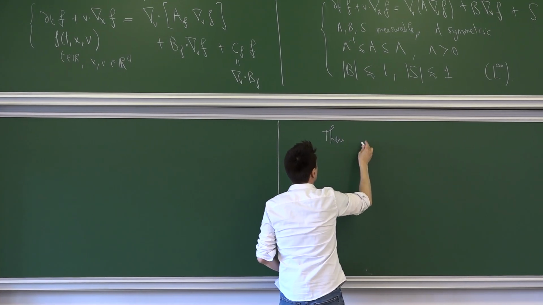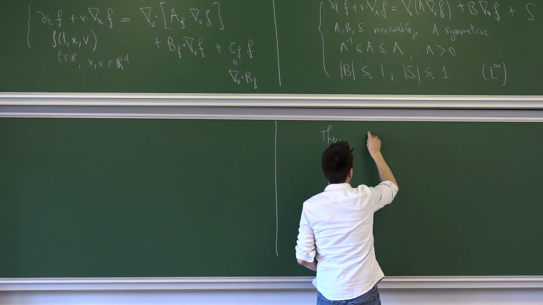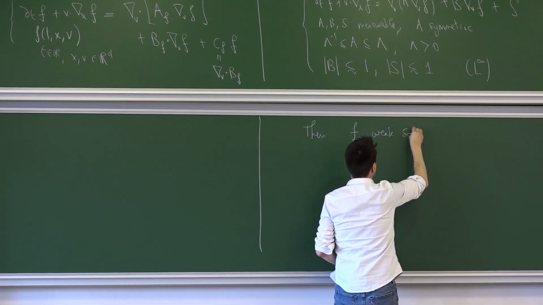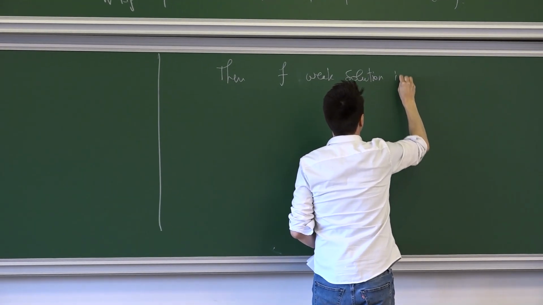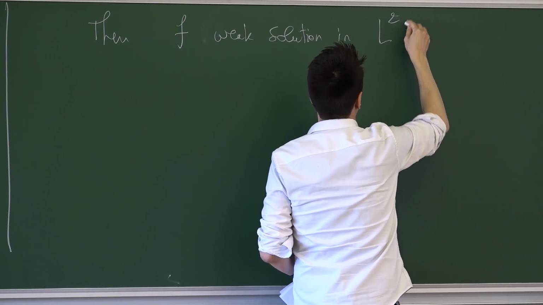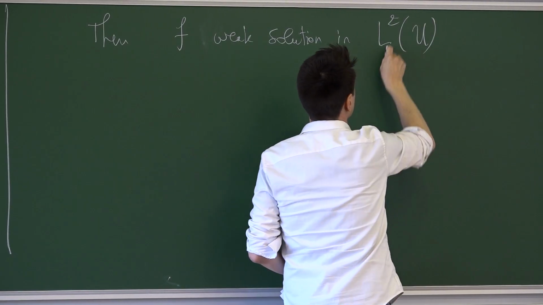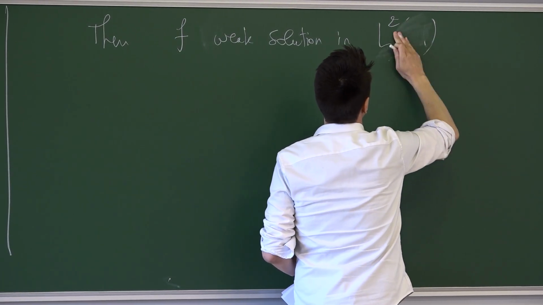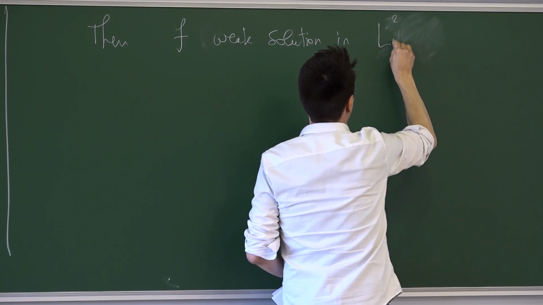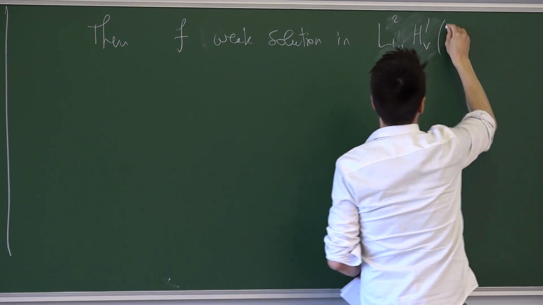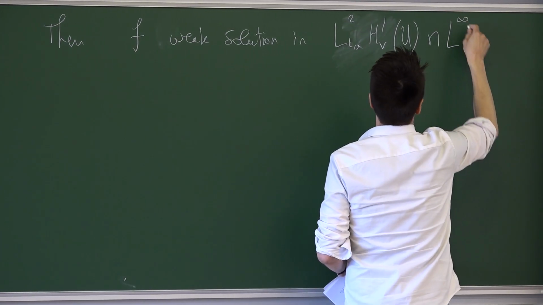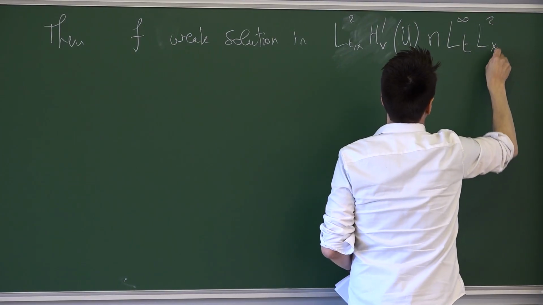Then we establish that if f is a weak solution in, so I'll have to tell you what it lives in, L2 of an open set. In fact, it will have to be L2 in t,x, H1 in v, of the open set, intersect L infinity in time, L2 in x,v, of the open set.